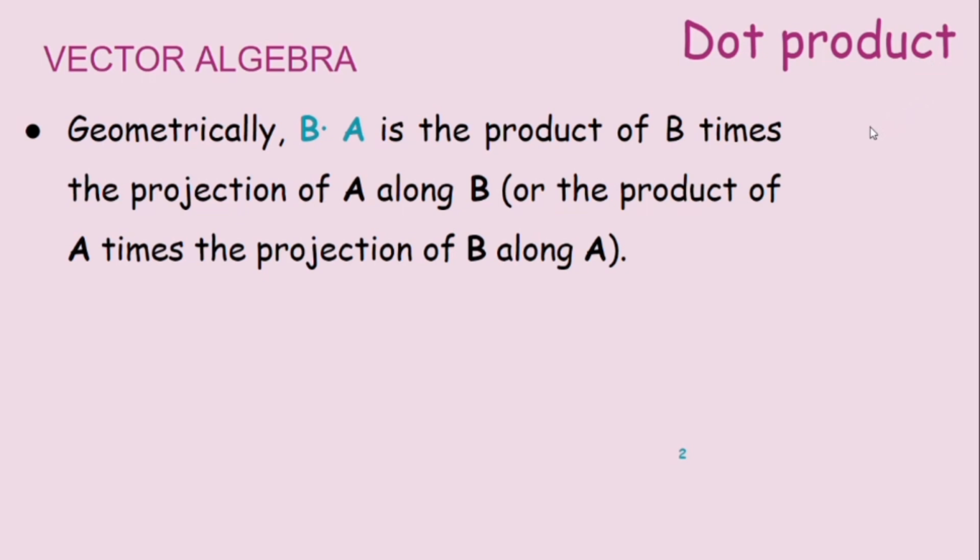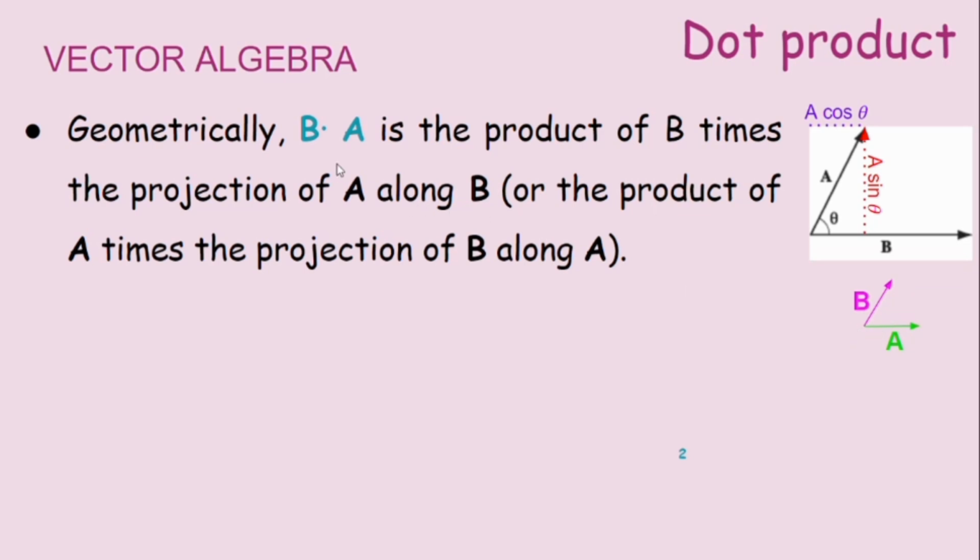Now we can see that B dot A is geometrically the product of B times the projection of A along B. It means that if we have B vector in the base and A this way, we will have the components of A sin theta and A cos theta. Now this component of A along B, we will take the product. So this can also be seen as this A dot B.